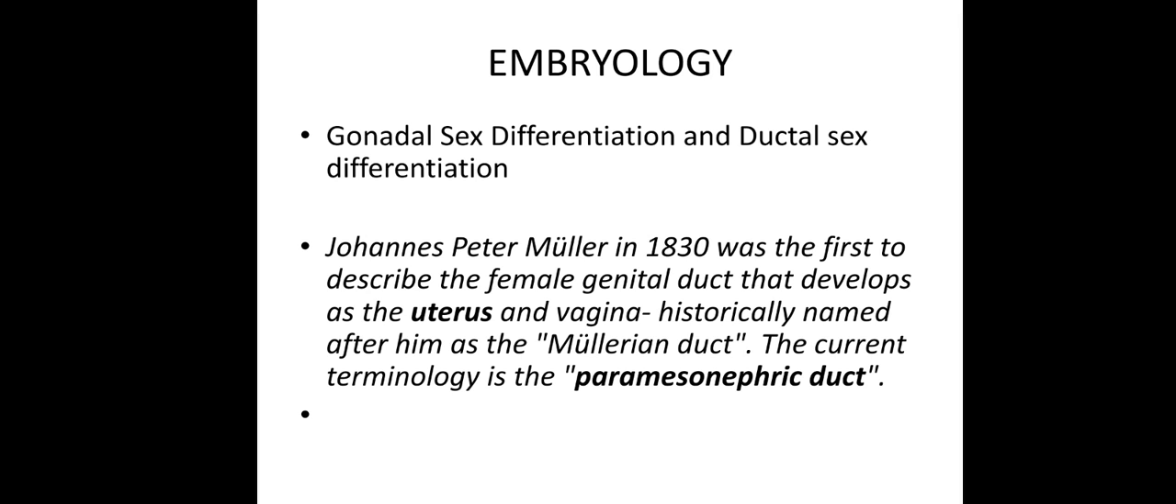It was Johannes Peter Muller in 1830 who was the first to describe the female genital duct that develops as the uterus and vagina. That is what is known as the paramesonephric duct now, but historically it was named the Mullerian duct. It is the paramesonephric duct from either side which comes and fuses to form the fallopian tubes, the uterus, and the upper two-thirds of the vagina.